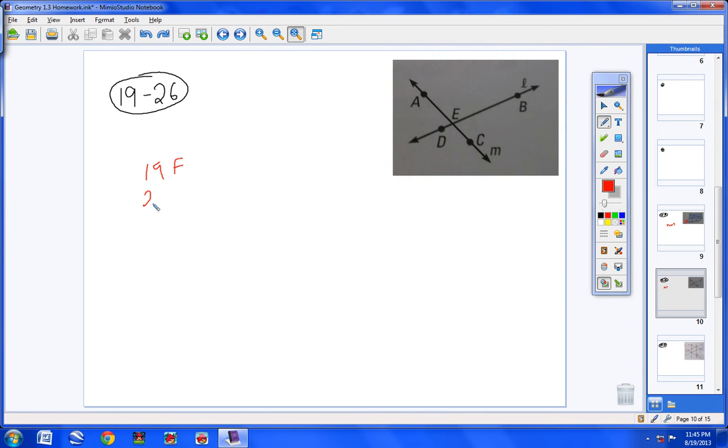All right, number 21. B lies on L. Well, here's line L right here. Does B lie on that line? Yes, it does. So 21 is true.